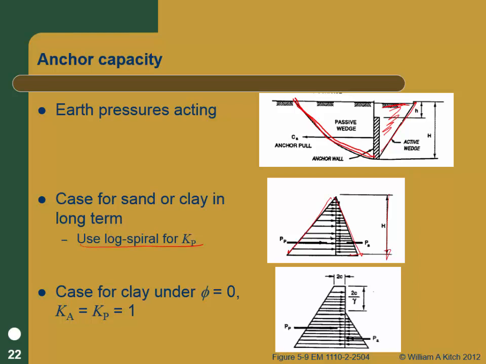For the short-term case for clays, remember that on the backside you're going to have a tension crack open that's a height of 2c over gamma. On the front side, you're going to have 2c, and you're going to have your active. Ka is going to be equal to Kp is going to be equal to 1. So the slope of these two is going to be the same, but you'll still have an imbalance in the earth pressure force. So you have to do this little calculation. This is the same as the calculation you do for a cantilevered wall.